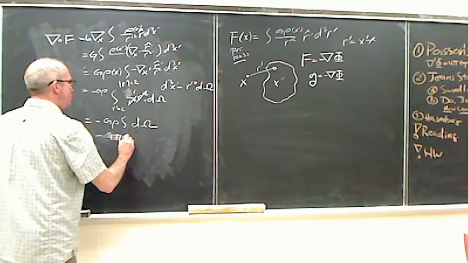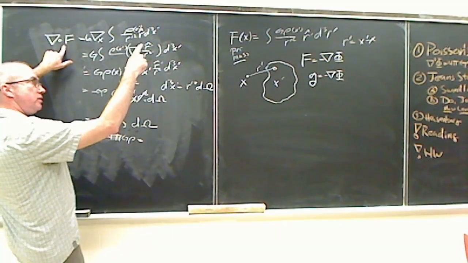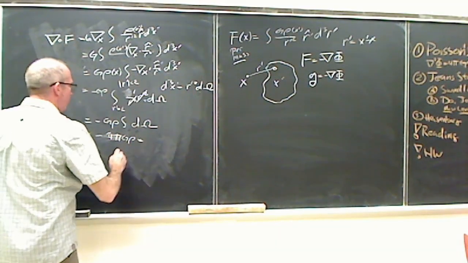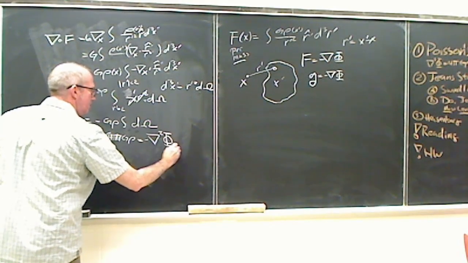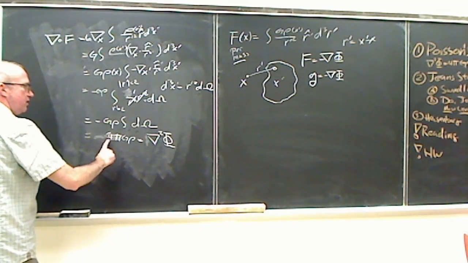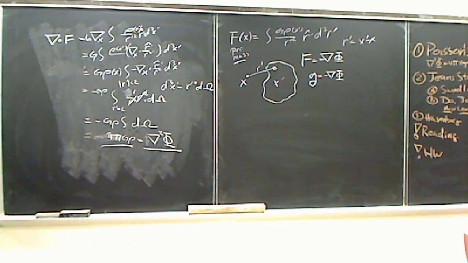4 pi G rho, which is equal to grad phi, which is equal to minus grad phi. So then this becomes minus del squared phi. So we're left with what we set out to prove. We can just erase these minus signs. 4 pi G rho is equal to del squared phi.